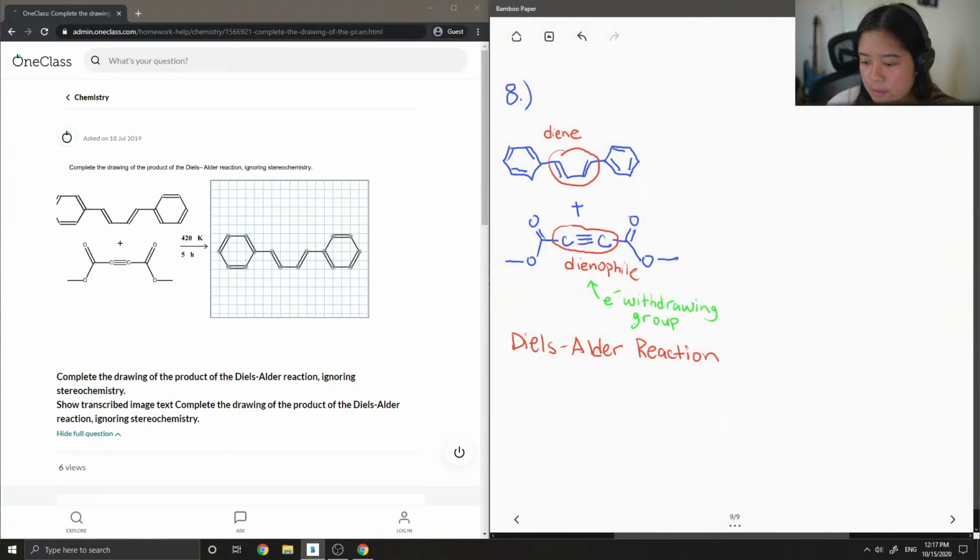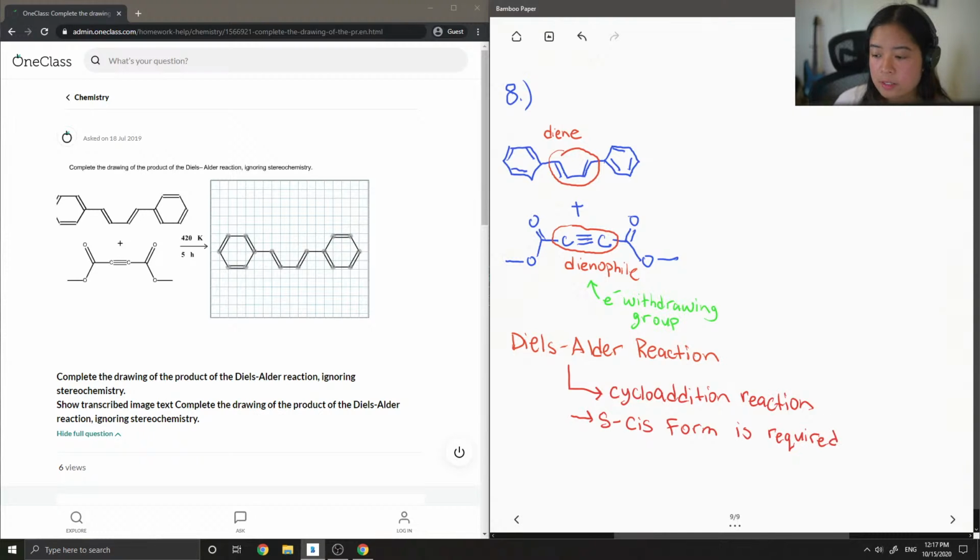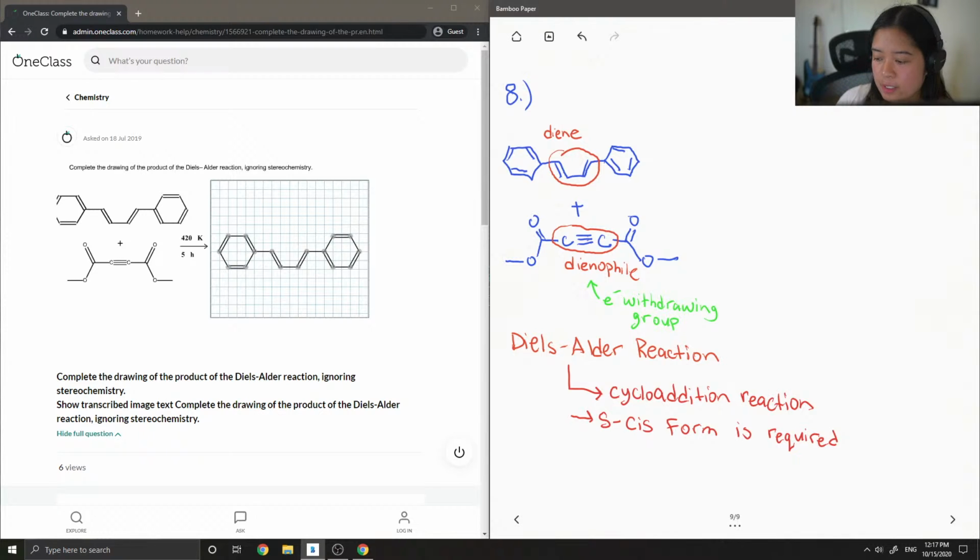And what happens in the Diels-Alder reaction is that it's basically a cycloaddition reaction. And I know that they said to ignore stereochemistry, but basically this reaction occurs in the s-cis form. And this is required because if it was in the trans form, then it would be too sterically hindered.